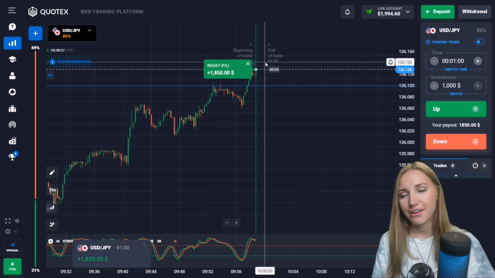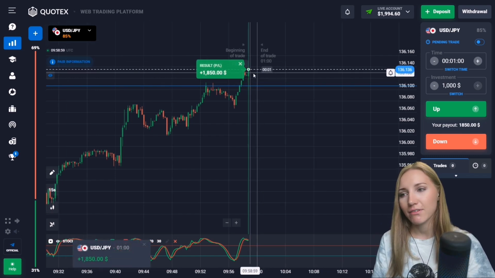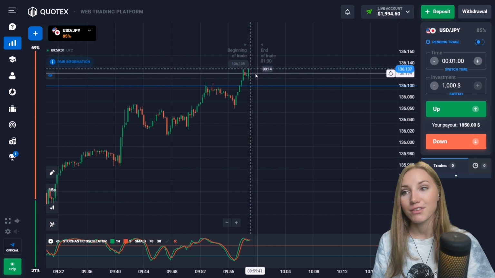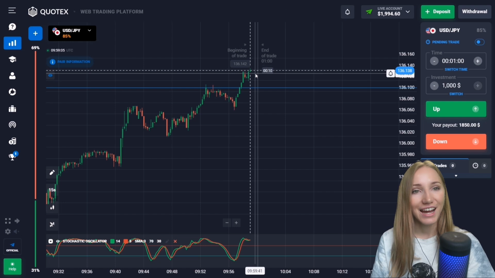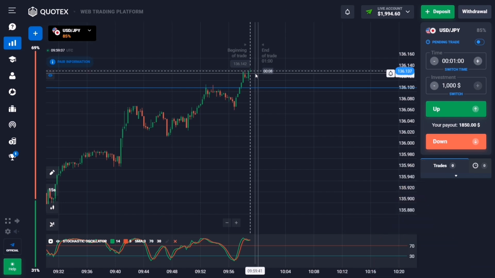So guys, it is very good. As you can see, this level is broken through as we analyzed that, so the profit is ours, so the indicator was right and we got what we wanted.